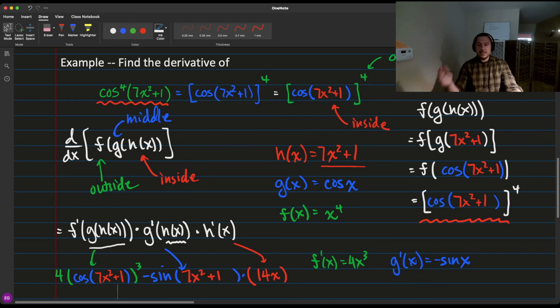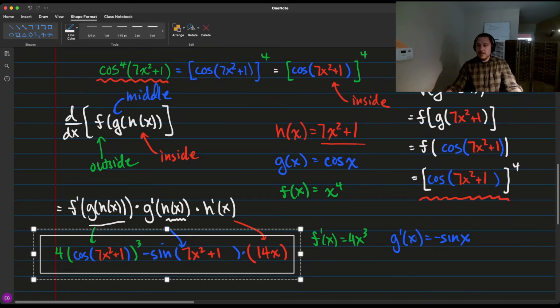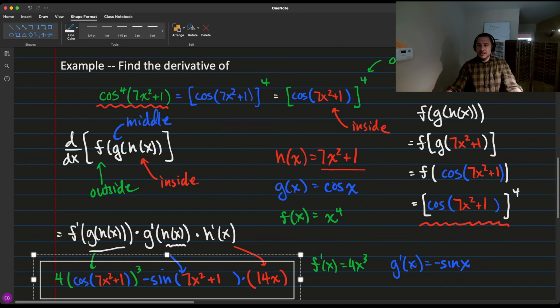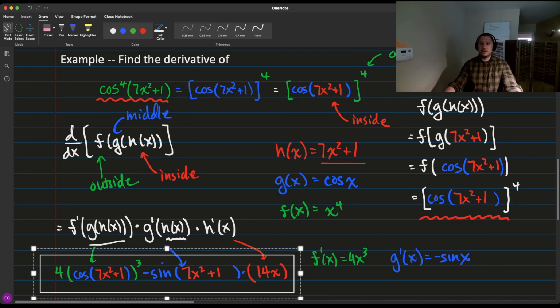So what have I found? This here is my answer. It is the derivative of cosine to the fourth of 7x squared plus 1 using the chain rule for 3 compositions.